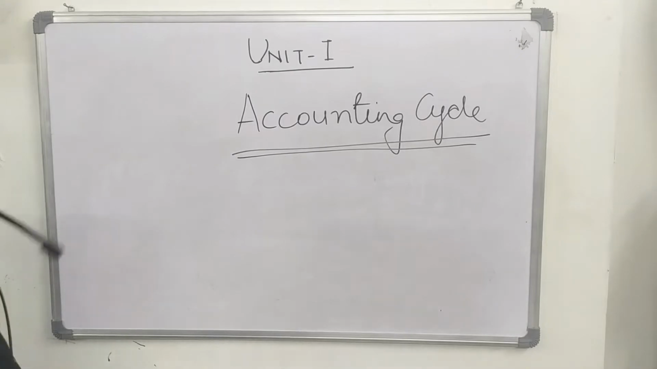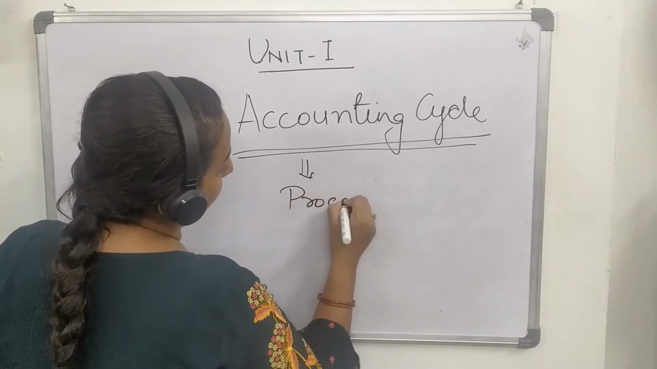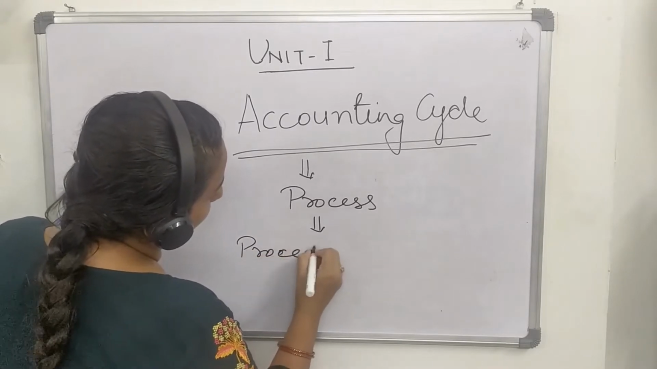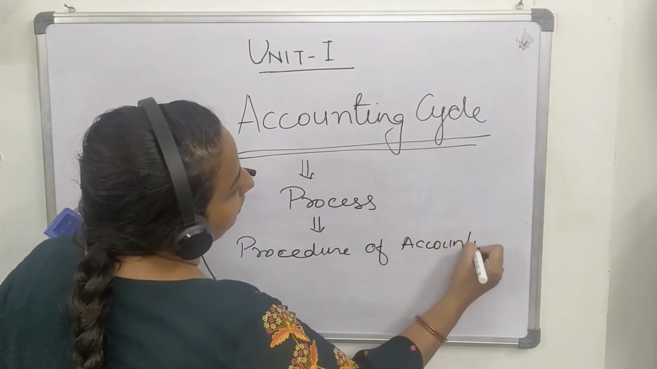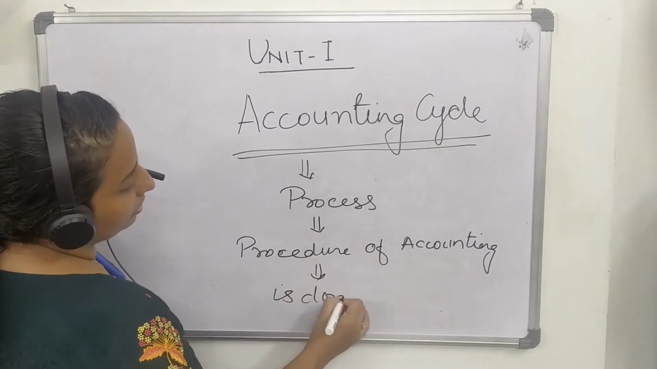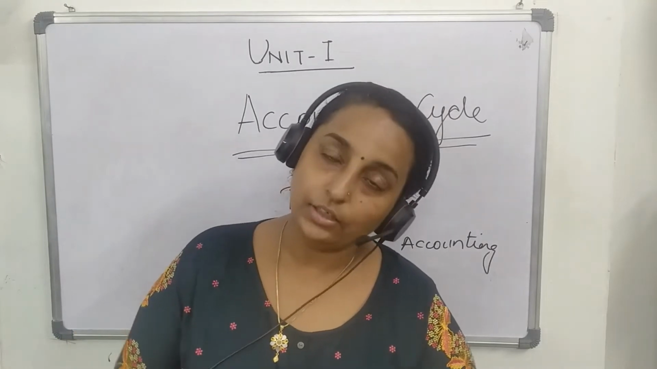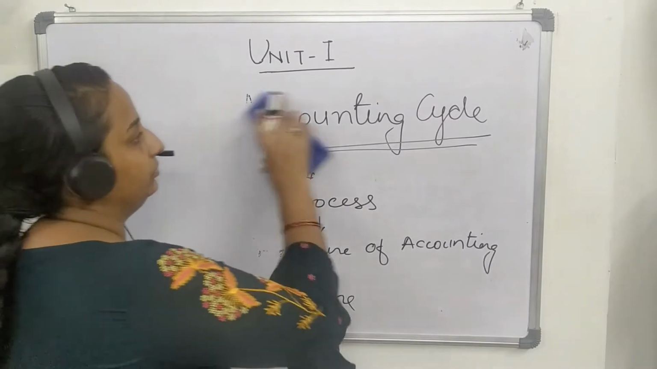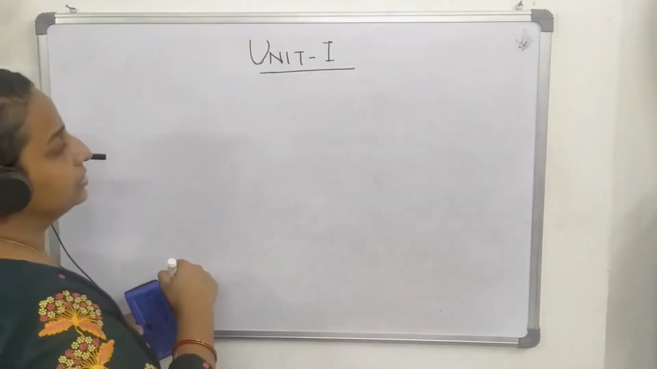Accounting cycle is nothing but a process by which this whole procedure of accounting is done. It includes certain steps that are undertaken to complete the cycle of accounting. Now, what are these?